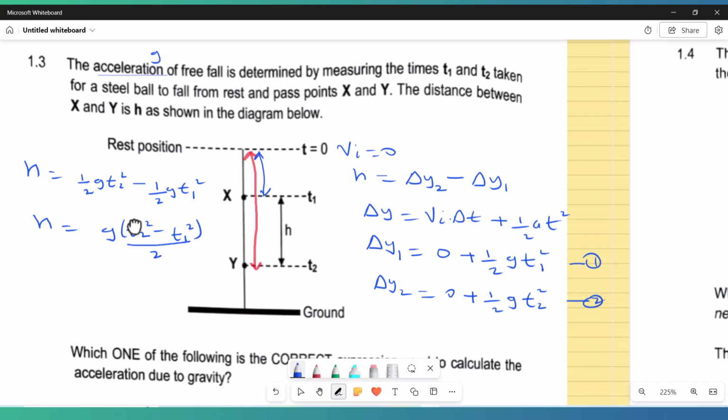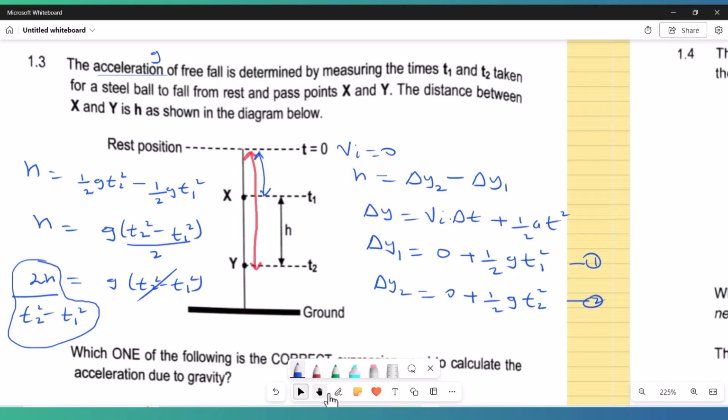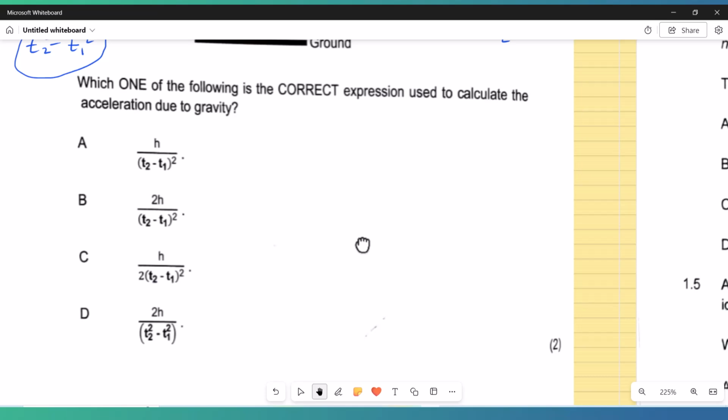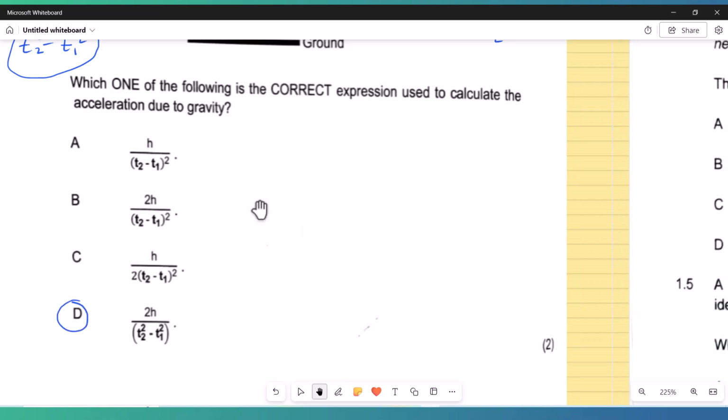So from here, because I'm looking for the gravity g, I multiply by 2, it's going to be 2h. So 2h equals g, open brackets, t2 squared minus t1 squared. So I divide both sides by this bracket here, which is t2 squared minus t1 squared. So my gravity g, therefore, is going to be this answer here. Let's check if we have it in the multiple choice alternatives. So what's our answer there? Let's check it out, guys. The answer here happens to be this D. The answer is D. Hope we are together. The answer is D, because we check D, that's what we have here.